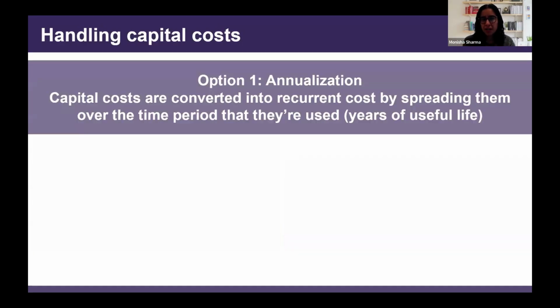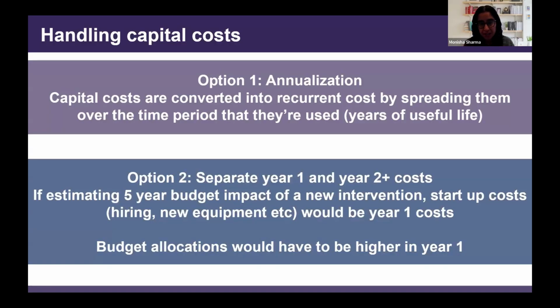And so for capital costs, if you are doing an economic evaluation, we often convert those into recurrent costs by spreading them over the time period that they're used. So if you have a computer and you're going to use it for 5 years, you convert it to 1/5 of that cost over 5 years. And there's a formula to do that. But that's more if you're doing an economic evaluation. And if you're just doing more of a practical financial accounting, then you wouldn't need to do that.